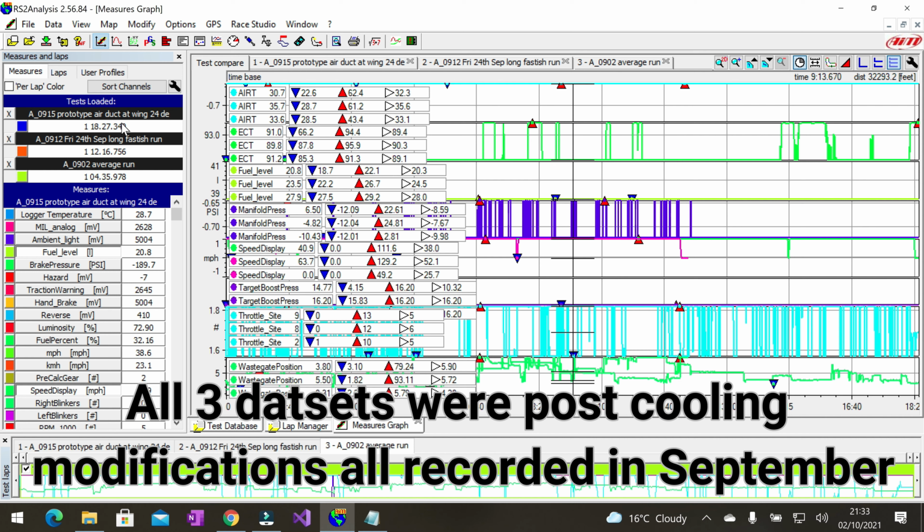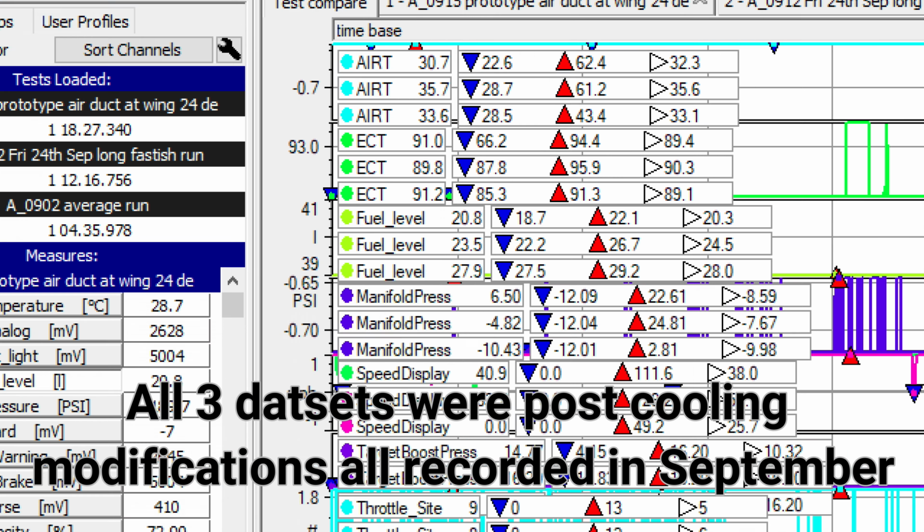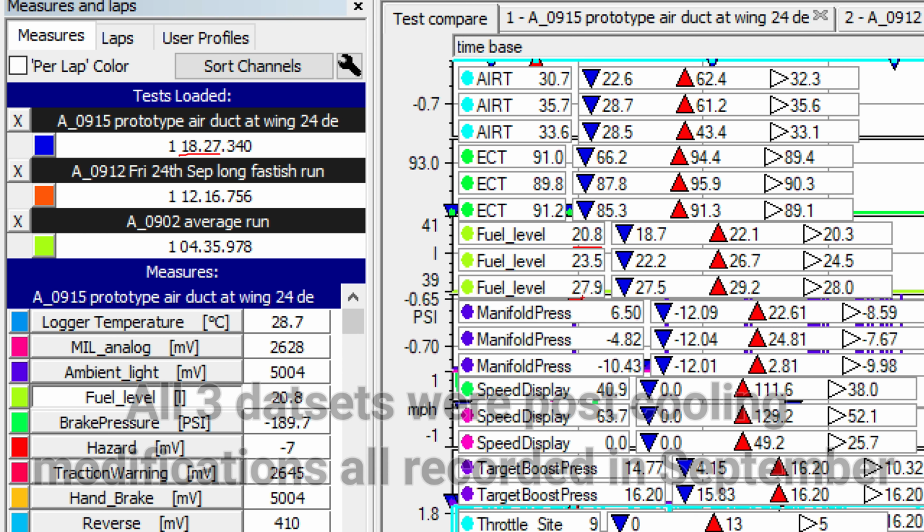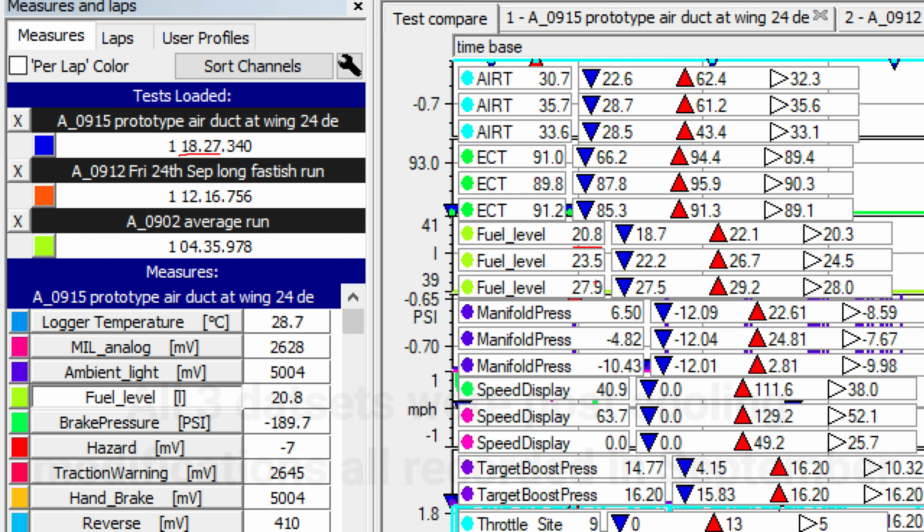So basically this top one was the 25th of September. It was pretty hot outside that day. It was actually 25 degrees. That was a really warm day. This top one is, it was 18 minutes I went out for, and you can see my fuel level actually. It's 20 on that run, so it's 20%. So the fuel lights come on.